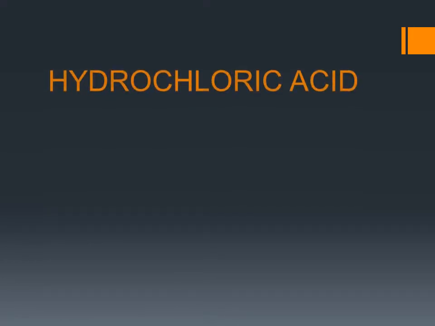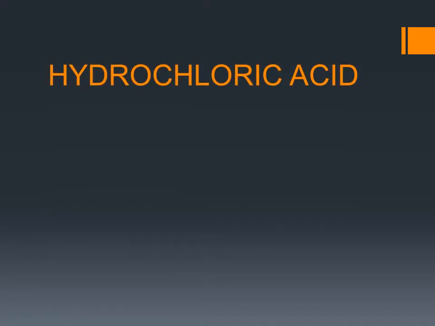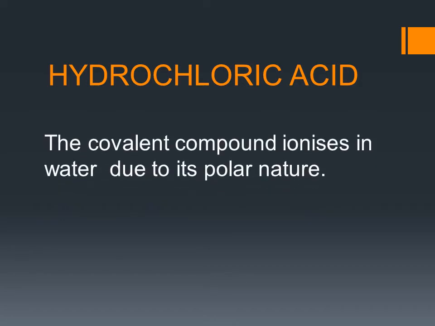Our next topic is hydrochloric acid. When hydrogen chloride gas is dissolved in water, hydrochloric acid is formed. The covalent compound ionizes in water due to its polar nature. As already said, hydrogen chloride is a covalent compound. It ionizes in water and produces hydronium ion as the positively charged ion.